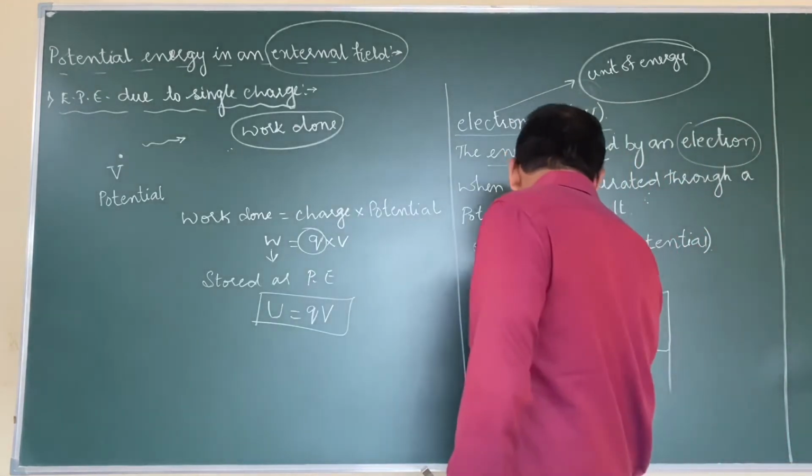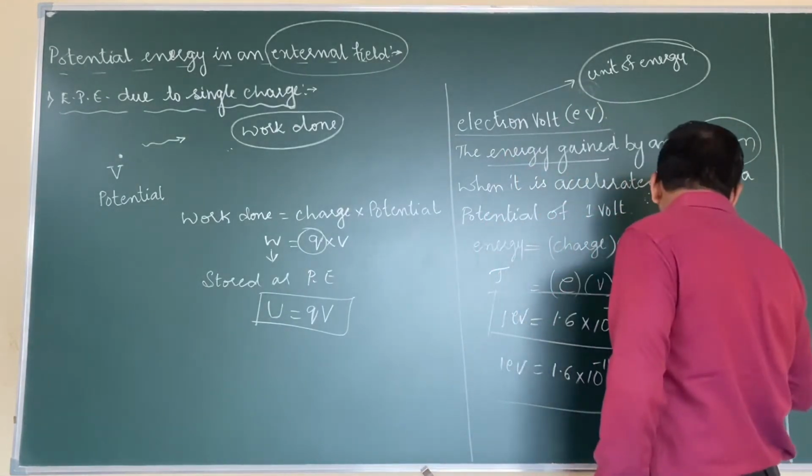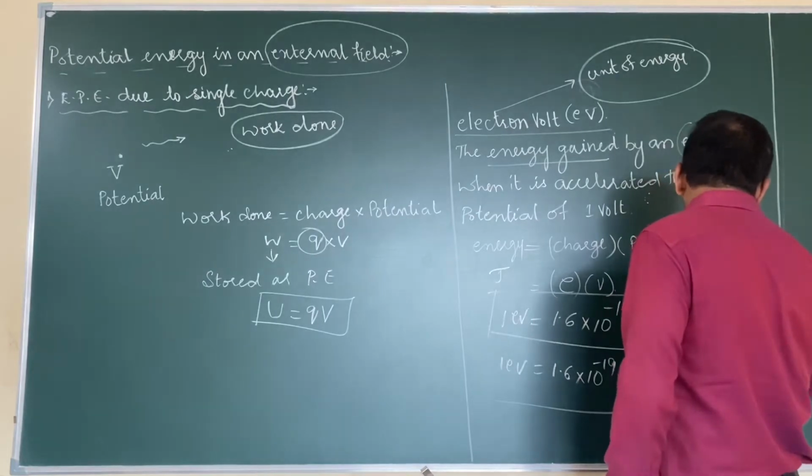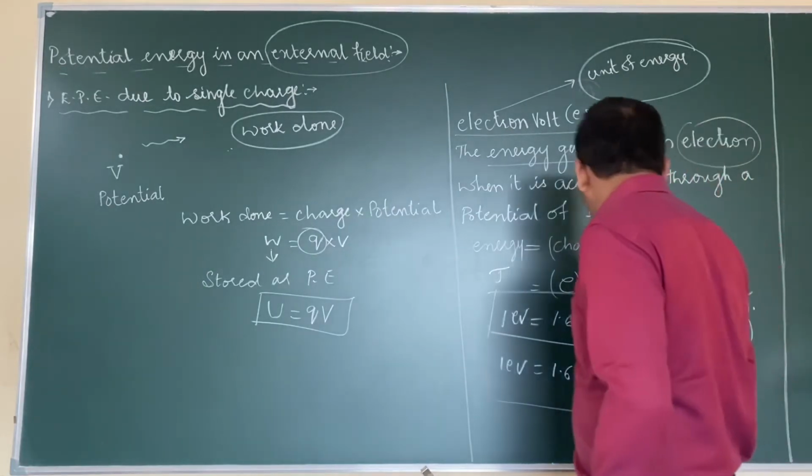Okay, 1 electron volt is 1.6 into 10 raised to minus 19 joules. This is the conversion factor. Okay, we can convert this electron volts to joules and joules to electron volt.